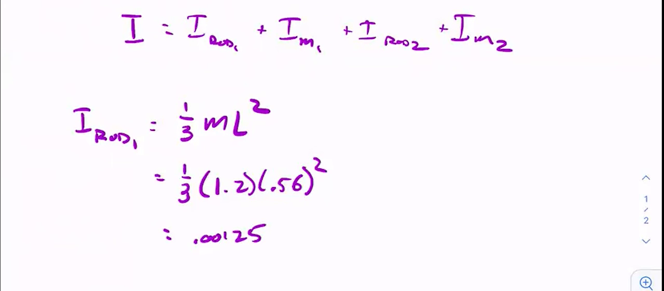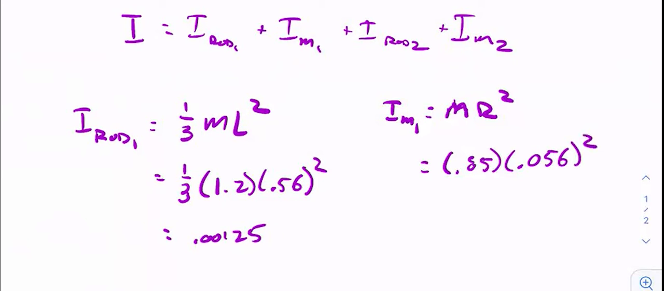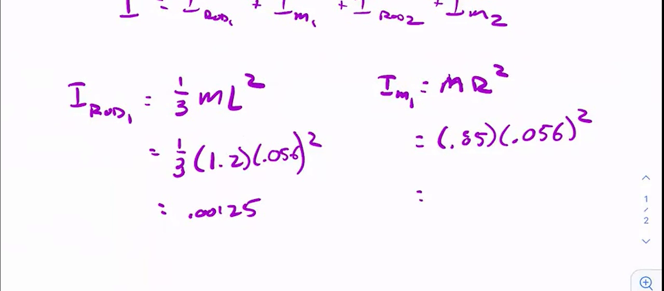The rotational inertia of mass 1 is just mr squared. All point masses are mr squared. The mass is 0.85. The distance, r, is the distance from the center of mass to the point of rotation. In this problem, that's 0.056 meters. I see that I missed a zero earlier. That should be 0.056. But I'm pretty sure my number is still valid. And when I do this, I got 0.00267.